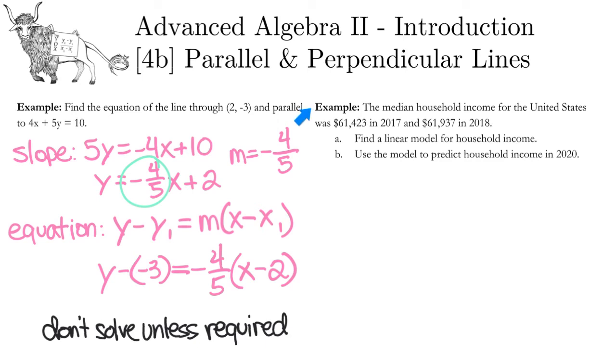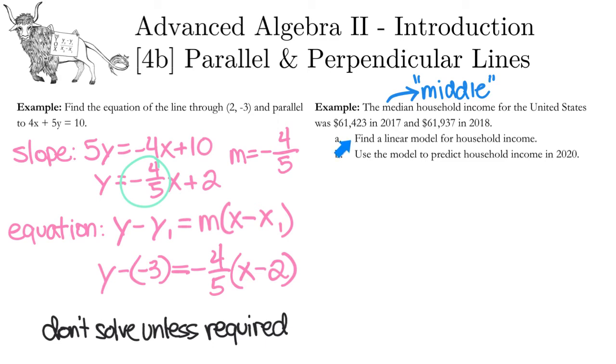The last example is an application question. The median household income for the United States was $61,423 in 2017 and $61,937 in 2018. The median is a measure of central tendency that represents the middle incomes. Many times it's used to avoid letting the data be skewed by really high values.